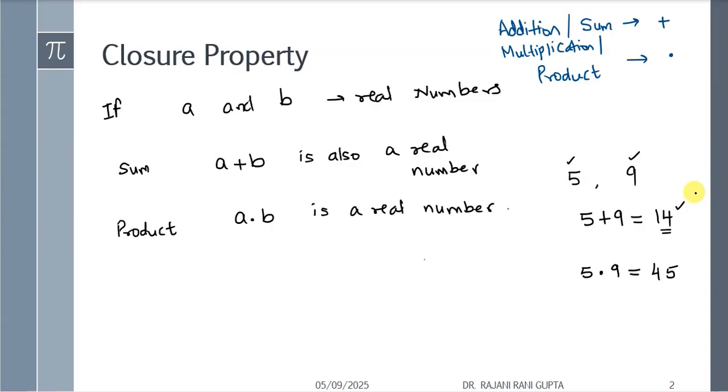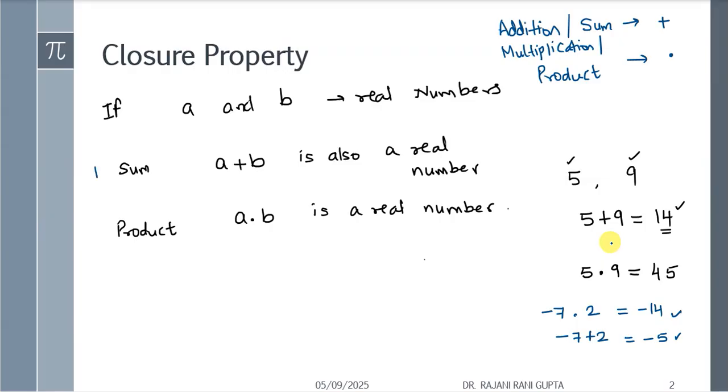Since it's not true only for 5 and 9, if you take any two numbers, for instance, suppose you pick another two numbers, say minus 7 and 2. If you multiply them, what do you get? Minus 14, which is a real number. If you add them, minus 7 plus 2, you get minus 5, which is again an integer, a real number. So it is true for any two real numbers.